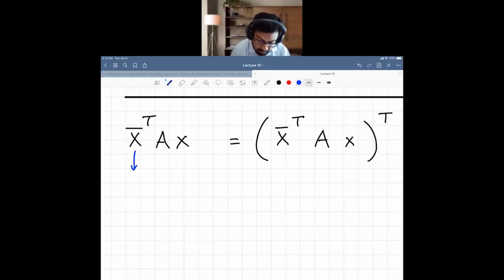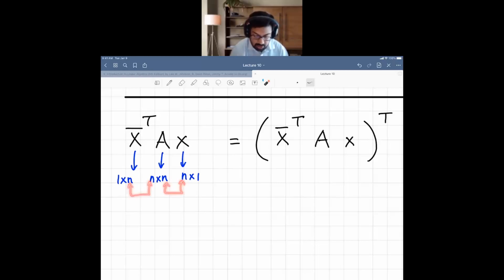Let's take a look at the size of each of these vectors or matrices. What was x? x was n by 1, which means that x conjugate transpose is going to be 1 by n. And A was simply n by n. Nicely, these are matching, which means that you can do the matrix multiplication. But when you do the matrix multiplication, your overall result is simply going to be a scalar.